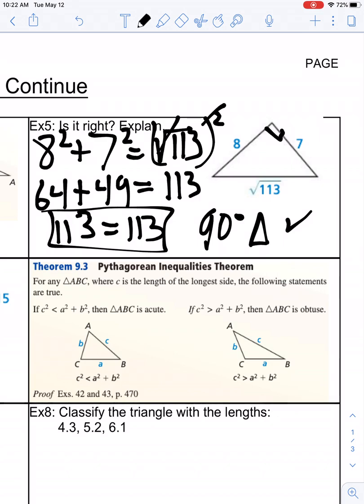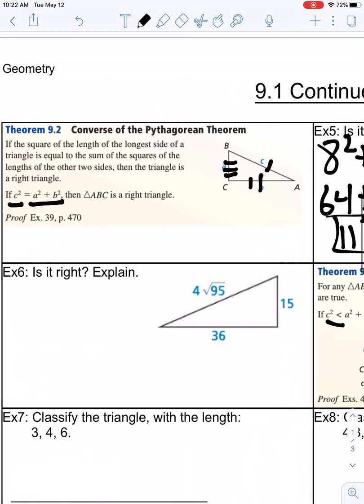Down here we have Theorem 9.3, which is Pythagorean inequalities. So now we're talking about inequality symbols there, and we have different outcomes. If c squared is less than the sum of the squares of the other sides, then we have an acute triangle. If c squared, which is the longest side, has a larger value than the sum of the short sides squared, then we have an obtuse triangle. So let's see if we can apply these theorems to example number 6.